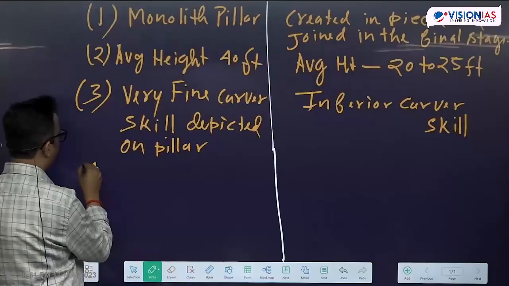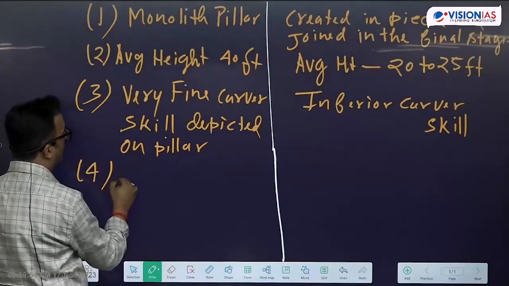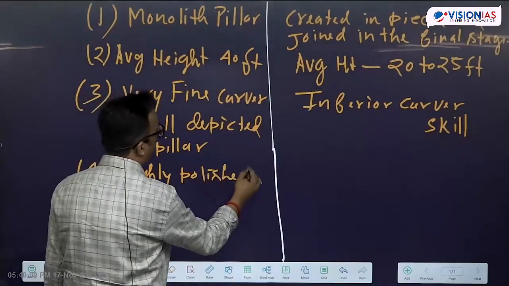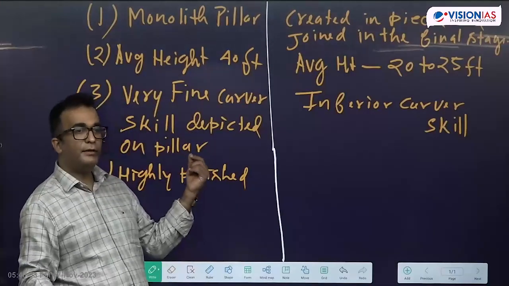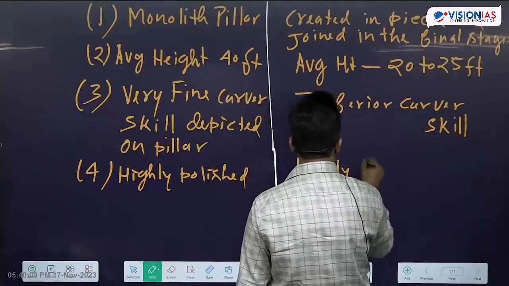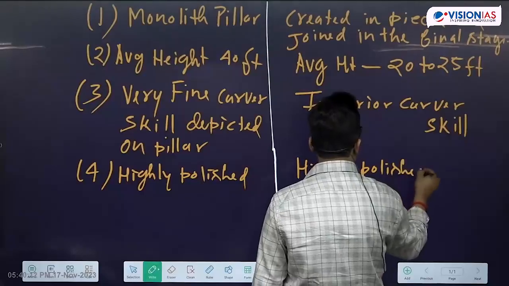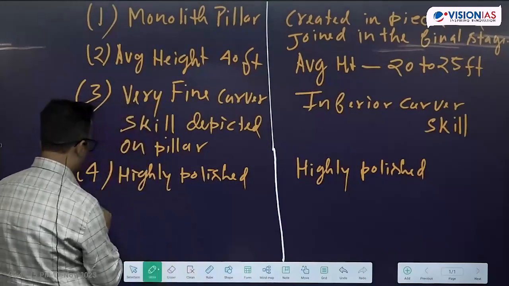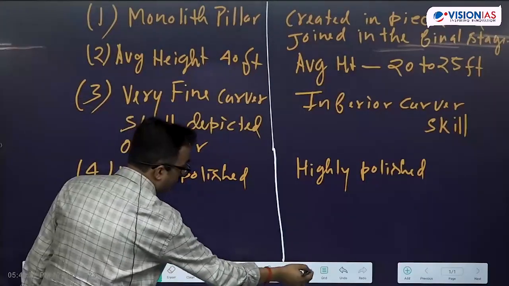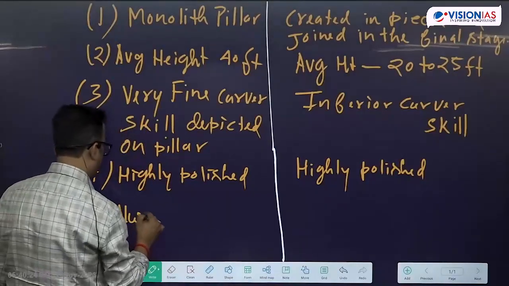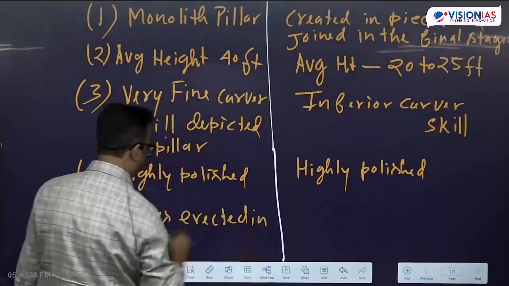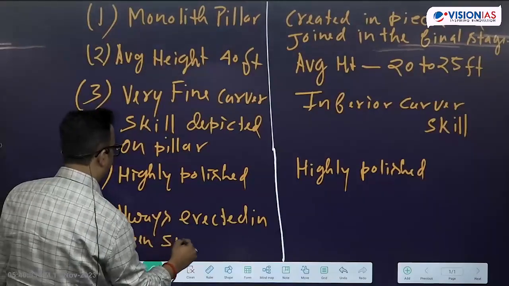Then mention highly polished, and the only similarity with the Achaemenian pillar is that they were also highly polished. Okay? So both of them were highly polished. And number 5 you write, always erected in open space.